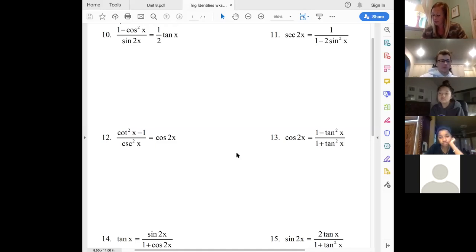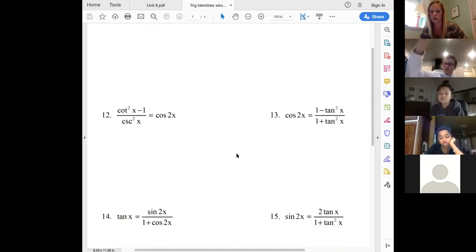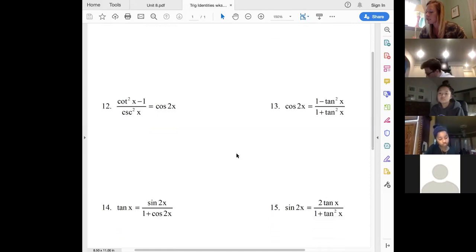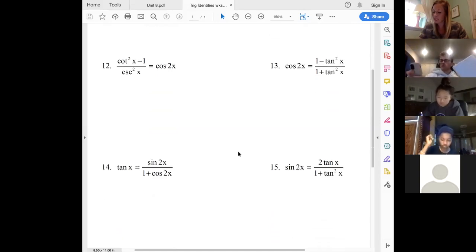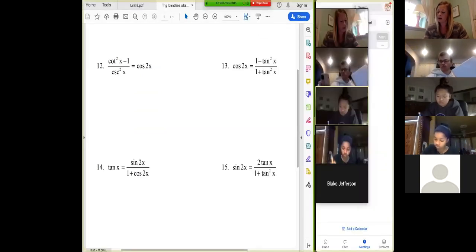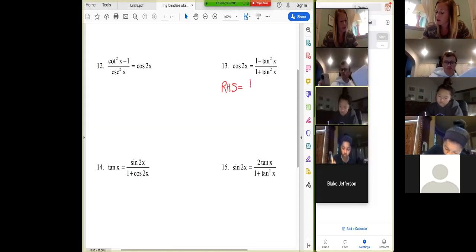But let me see if there's any other of these particular ones I want to go over to make sure that we can do more double angle stuff. 13 is interesting. Yeah, let's talk 13 actually. 13 would be one where I would stick with the whole idea of starting with the more complicated side, which in 13 would be which side? Right, the right-hand side.